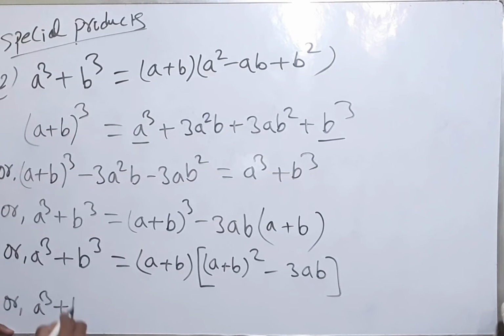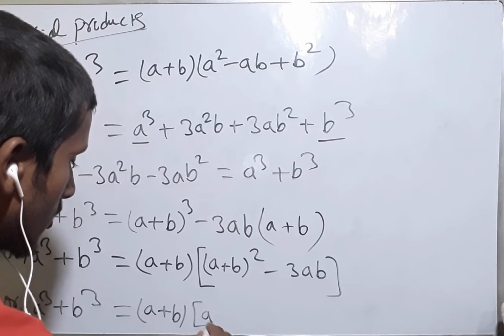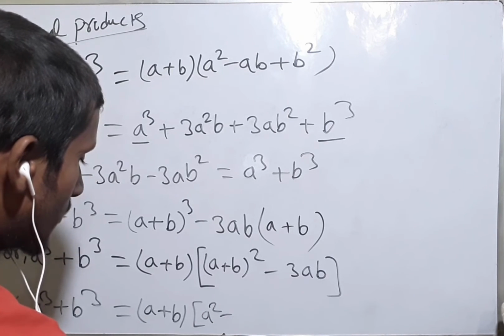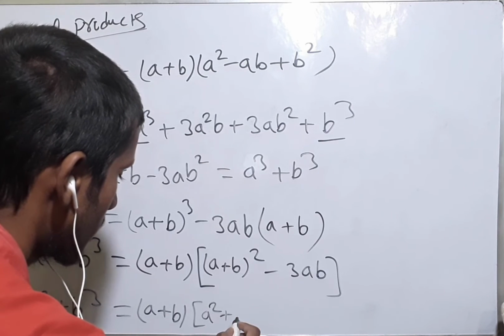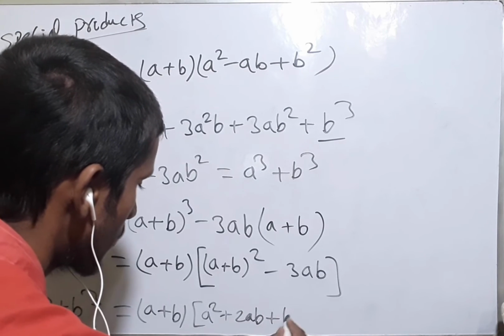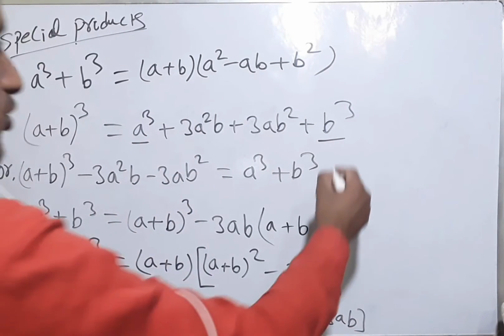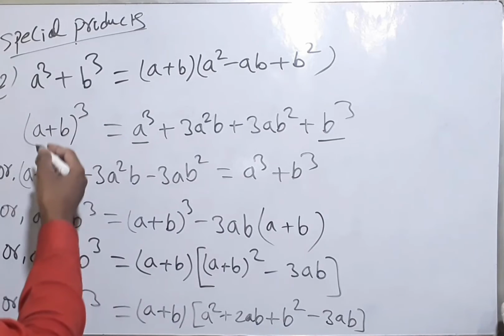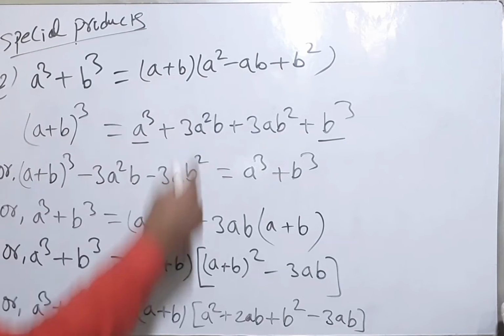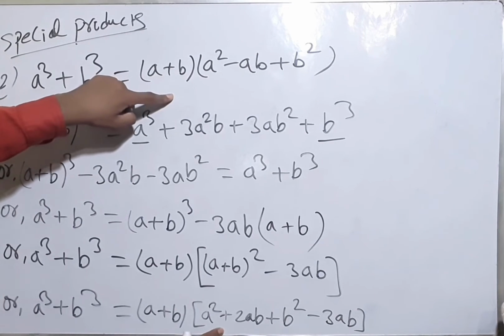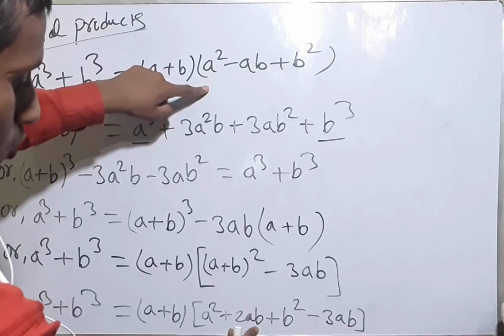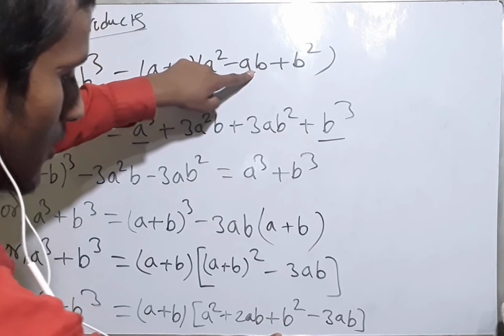Now a cubed plus b cubed will turn out to be equal to a plus b times, all I need to do is solve for this. Just like we did previously, a squared plus 2ab plus b squared minus 3ab. Upon solving this, you'll get a plus b times a squared, and 2ab minus 3ab will be minus ab plus b squared.